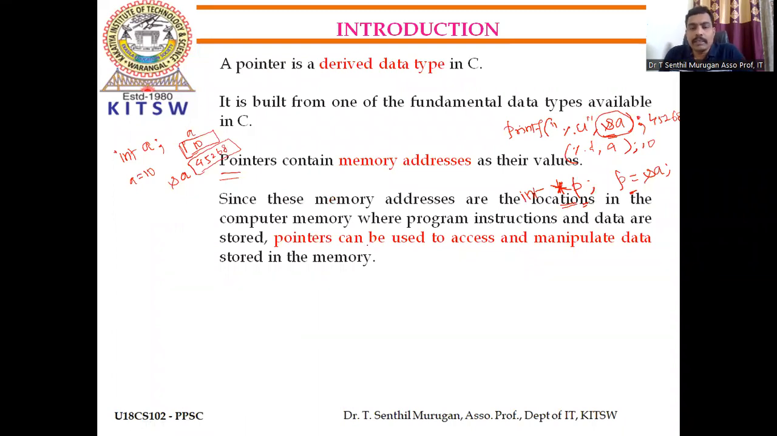So another thing is pointer can be used to access and manipulate the data stored in the memory. Okay, so directly we can access this location. Previously we can use only the variable, so we are using A only. But when we are using the pointer, directly we are accessing the memory because we know this address.